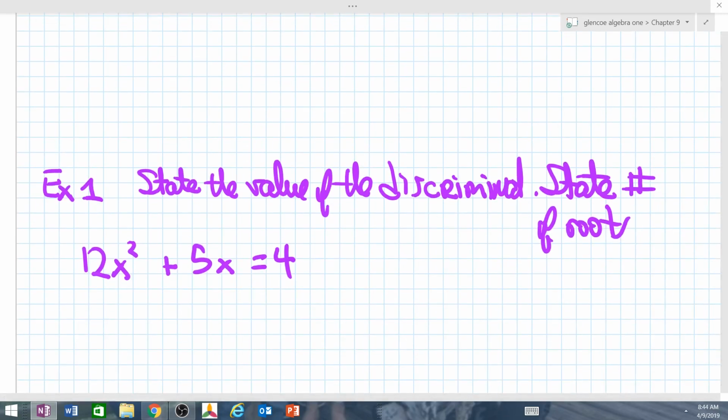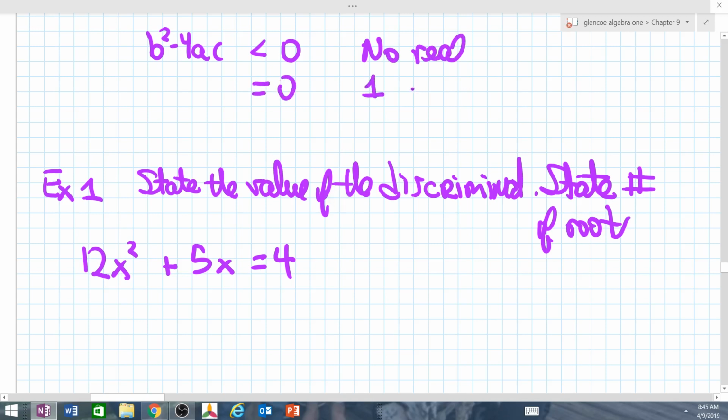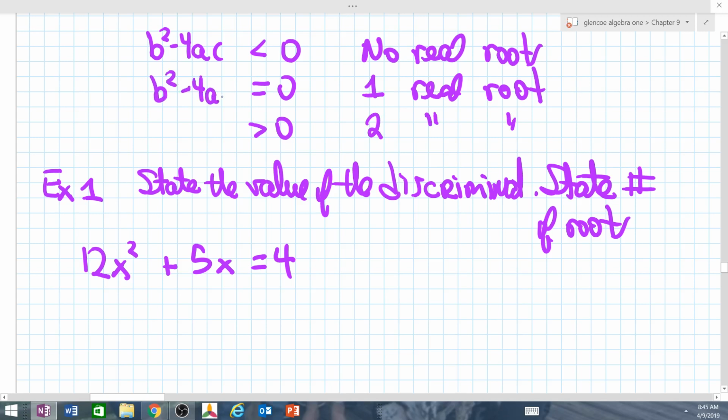And let's just go on record one more time talking about b squared minus 4ac. If it's less than 0, no real roots. If it equals 0, how many roots if it equals 0? One. And if it's greater than 0, 2 real roots. So if you were asked what is the discriminant, the discriminant is the value of b squared minus 4ac.